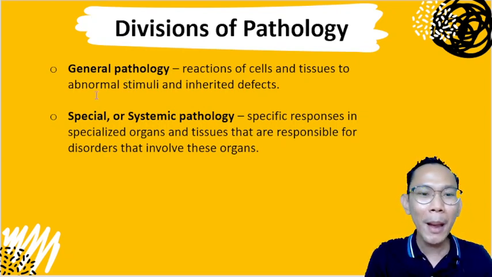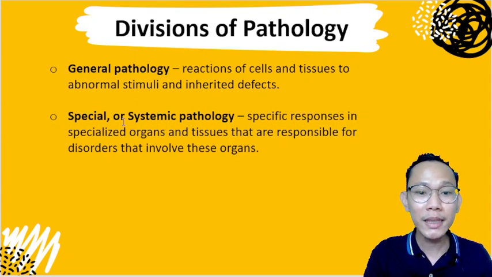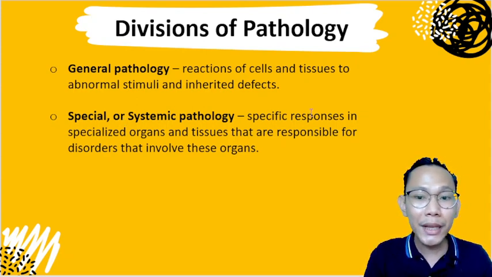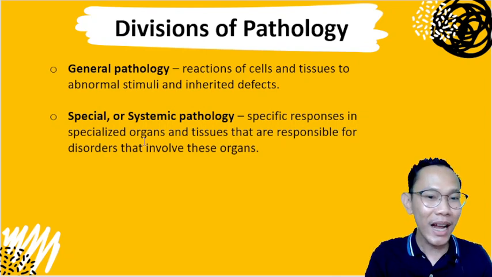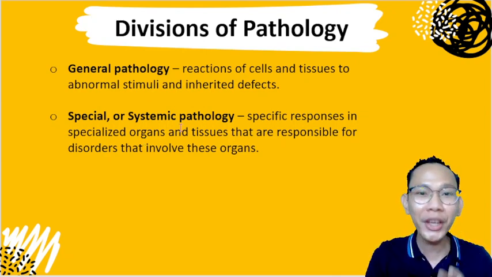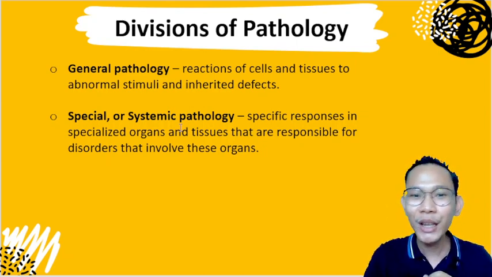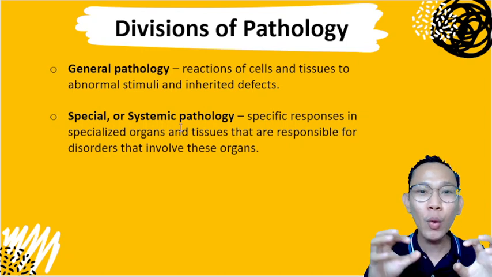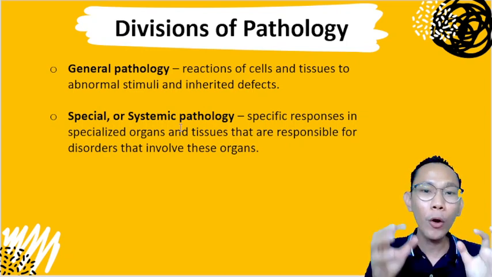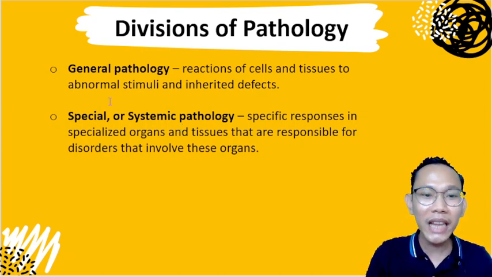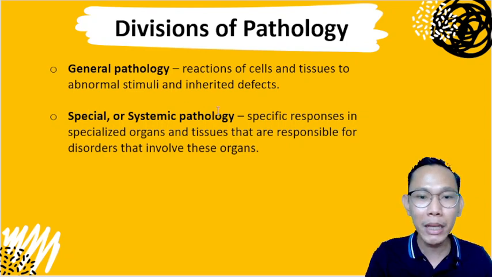Yan yung idea. Pag sinabi nating special or systemic pathology, specific responses of specialized organs and tissues that are responsible for disorders that involve these organs. Kumbaga, sa systemic, we are already talking about a specific organ. We are talking about disorders sa ating puso, disorder sa ating lungs, disorder sa ating kidney. So we are talking about special or specific organs. Kaya tinatawag natin na special or systemic pathology.